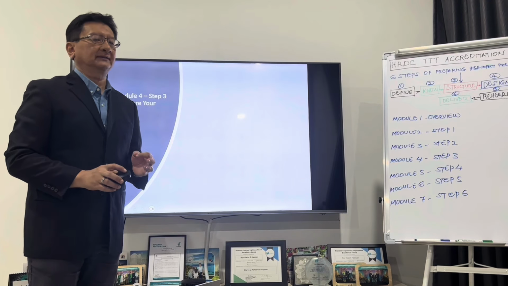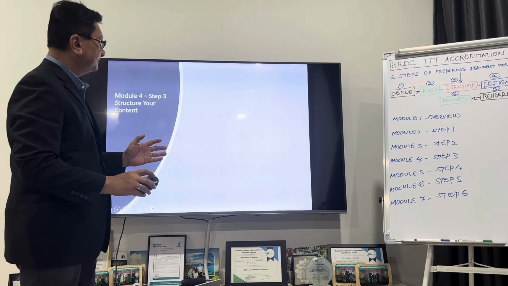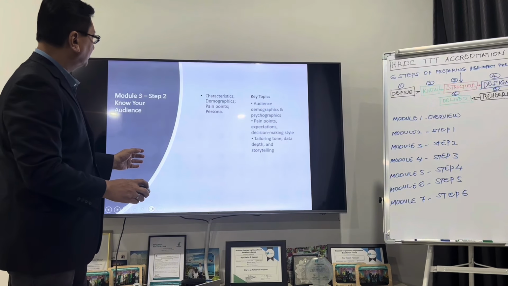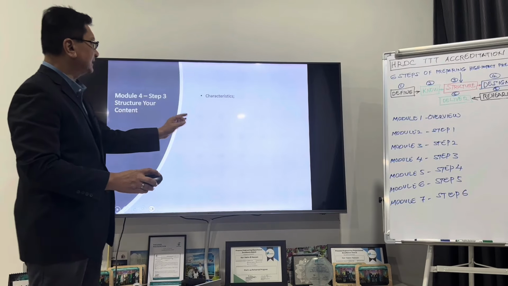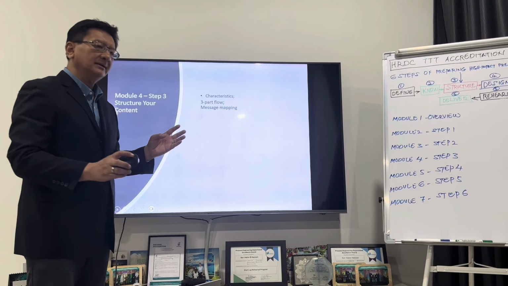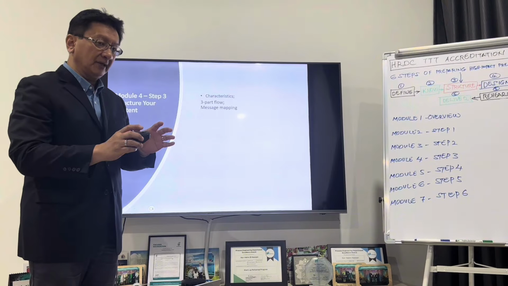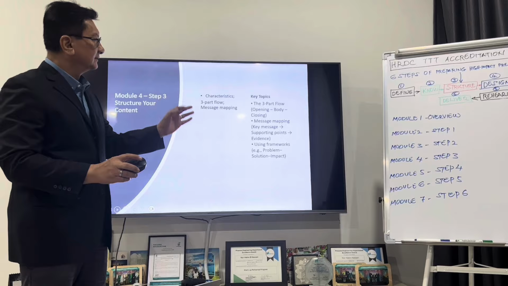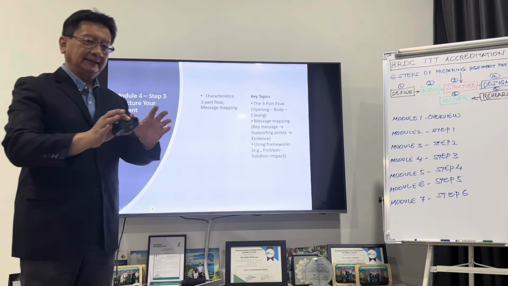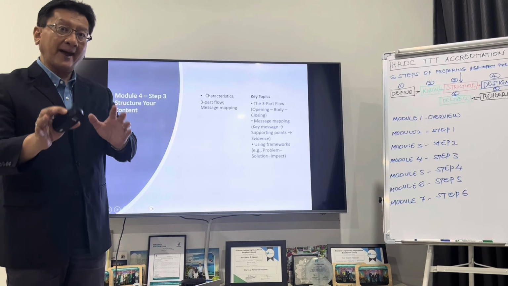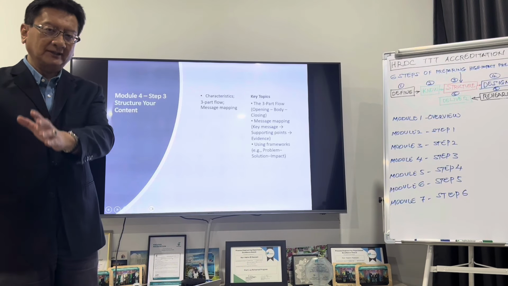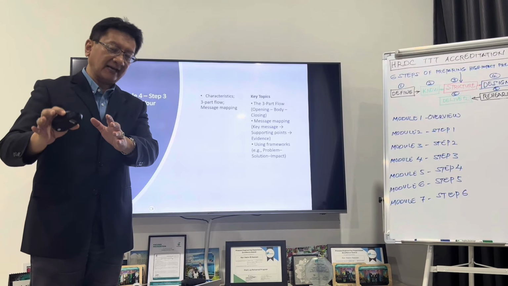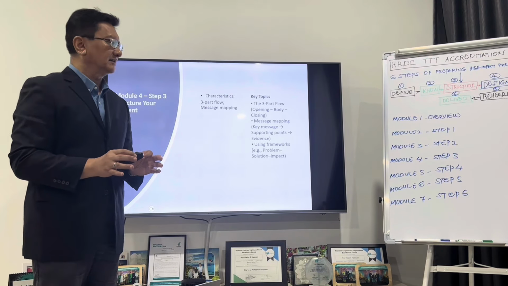Structure your content. What are the characteristics for module 4, step 3, structure your content? Number one, we can use the three-part flow, like a message mapping. For example, we have the opening, the body of the pack, and also the closing. What are the next recommendation and next step in terms of the pack?